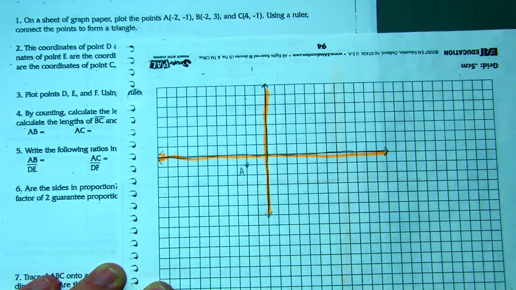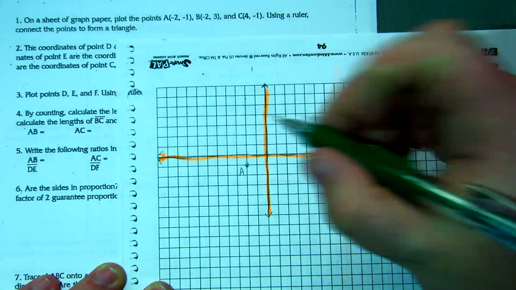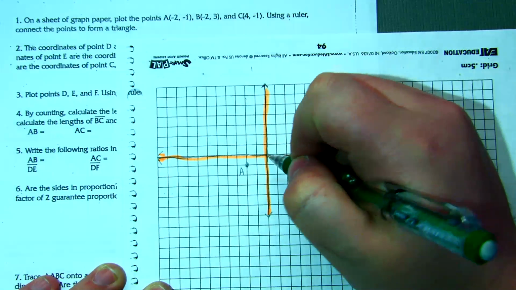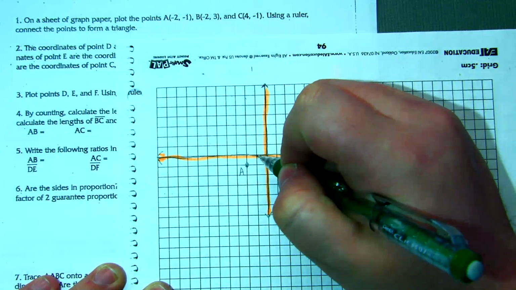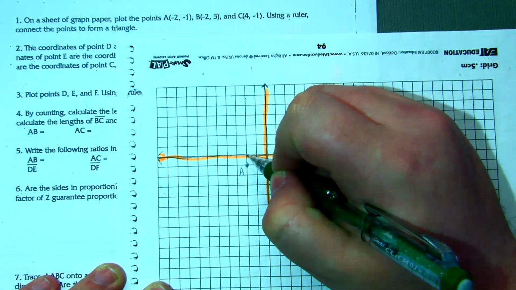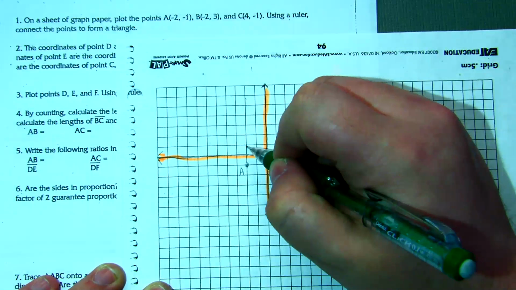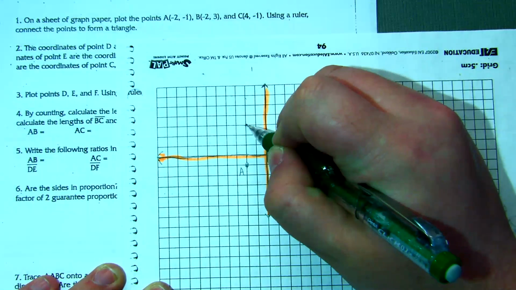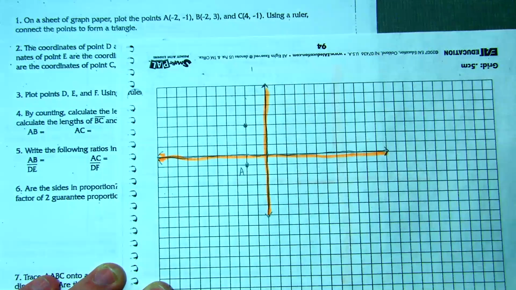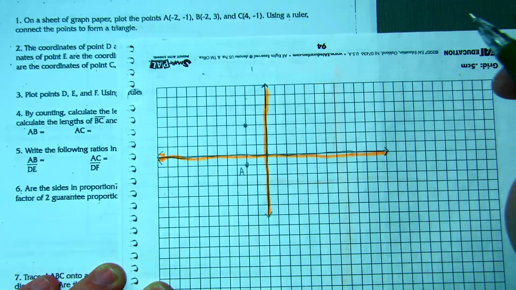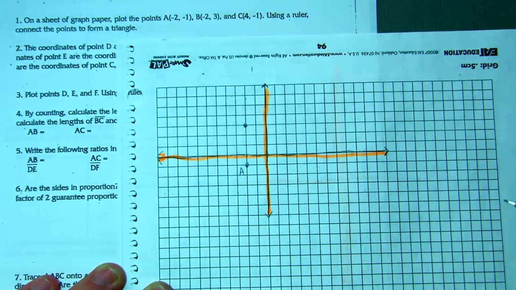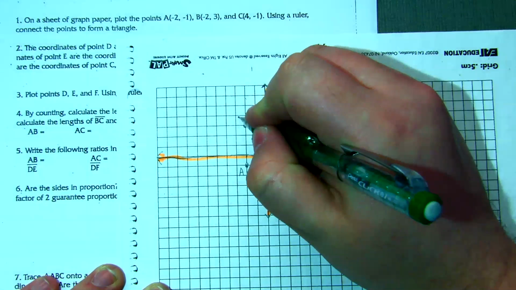Our next point is B. To plot B, we go to the left 2, and then we go up 3. 1, 2, 3. Remember, when we're moving in the x direction, a negative sign goes to the left. And when we're moving up and down, a negative sign goes down. We'll label our point B.